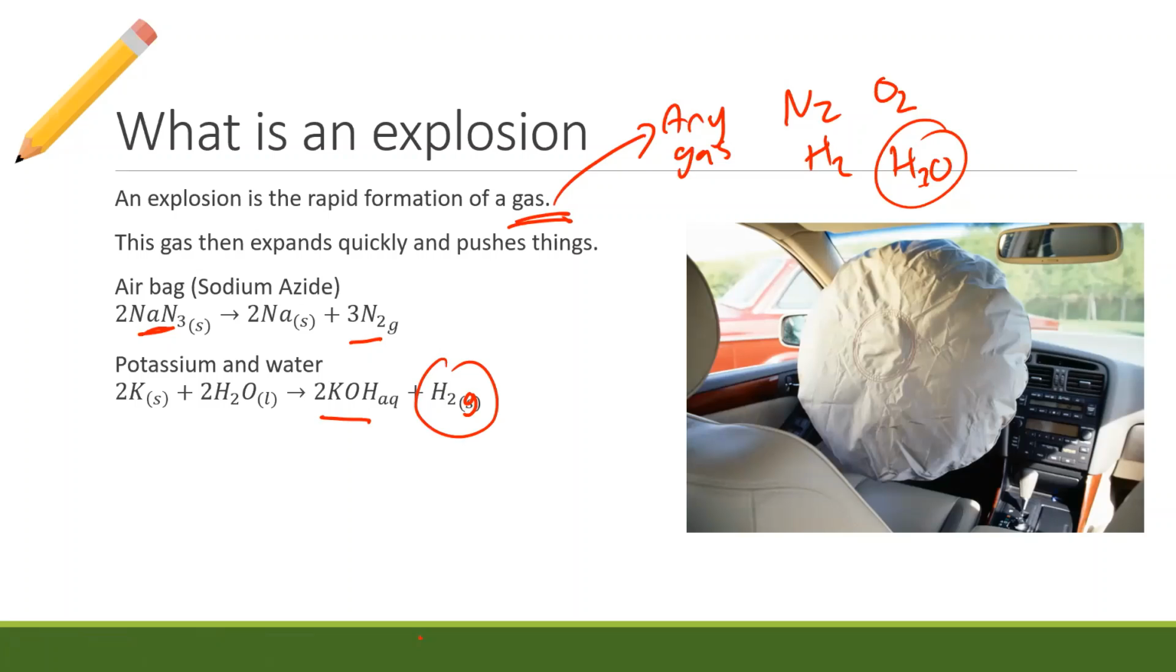The reason I'm showing you this one is I'm trying to show you that the gas doesn't matter. It's still an explosion. The hydrogen can be even worse, because that hydrogen can also then react with oxygen to make water, which makes another reaction. And so you can actually get reactions upon reaction.